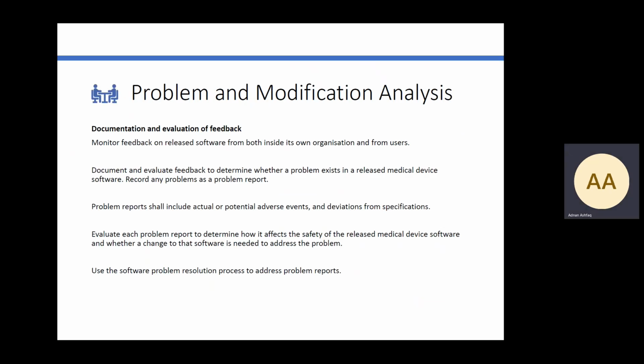Problem and modification analysis. Documentation and evaluation of feedback: monitor the feedback on released software from both inside its own organization and from users. Document and evaluate feedback to determine whether a problem exists in a released medical device software. Record any problems as a problem report. Problem reports shall include actual or potential adverse events and deviation from specifications, and evaluate each problem report to determine how it affects the safety of the released medical device software and whether a change to that software is needed to address the problem. And then use the software problem resolution process to address any problem reports.